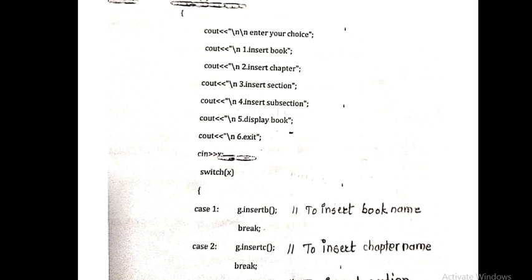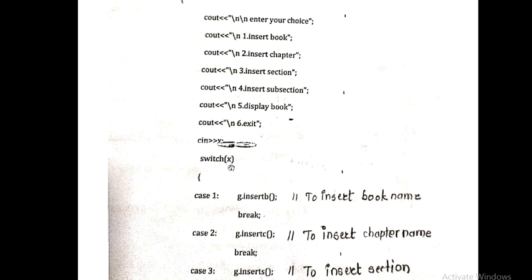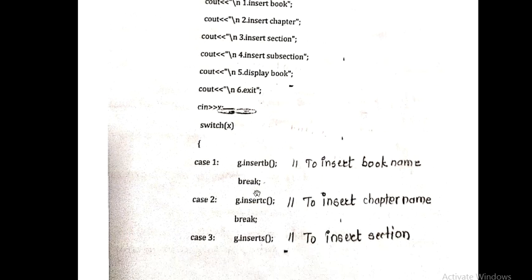Then the next ones are to insert the section, to insert the subsection, and finally to display that book, right? So these are the choices given to the user, and whatever choice is given by the user, we take it in the x variable. Here in the x variable, that choice will be accepted. So we are passing that choice to the switch cases. All of you know that by the switch cases we can directly jump to that particular function which is selected by the user.